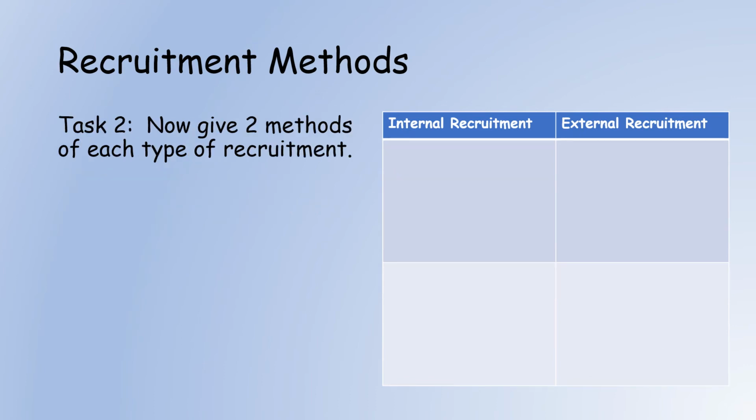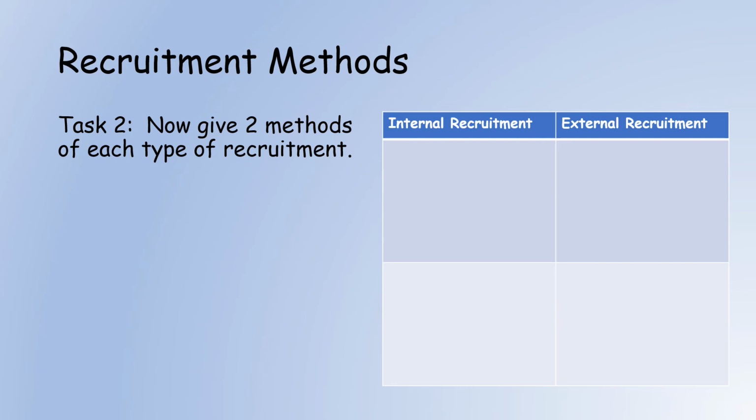Now, here's a little task. Let's think about methods of recruitment. Once we've decided that we have a job available within our organisation, there's a role that needs to be filled, there's a task that needs to be done, we have to think about how we're going to recruit those new people. What methods are we going to use to find the people that we need to fill the roles?